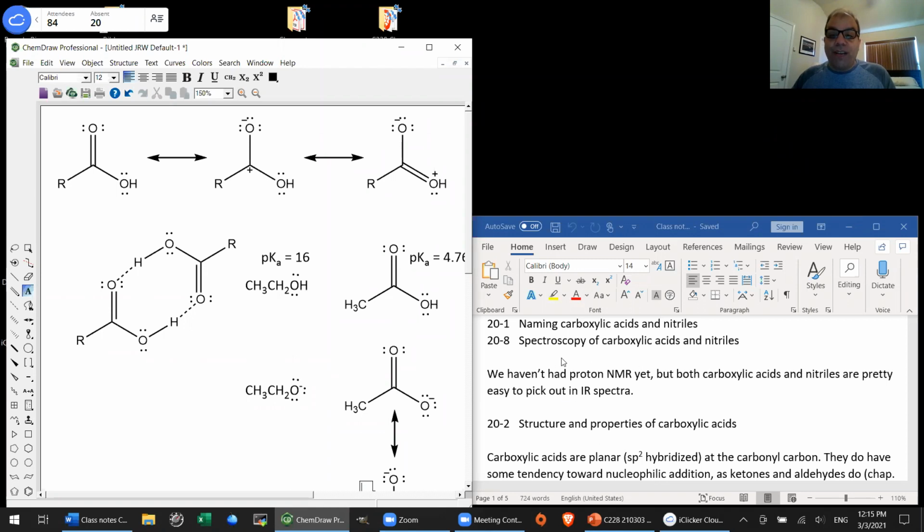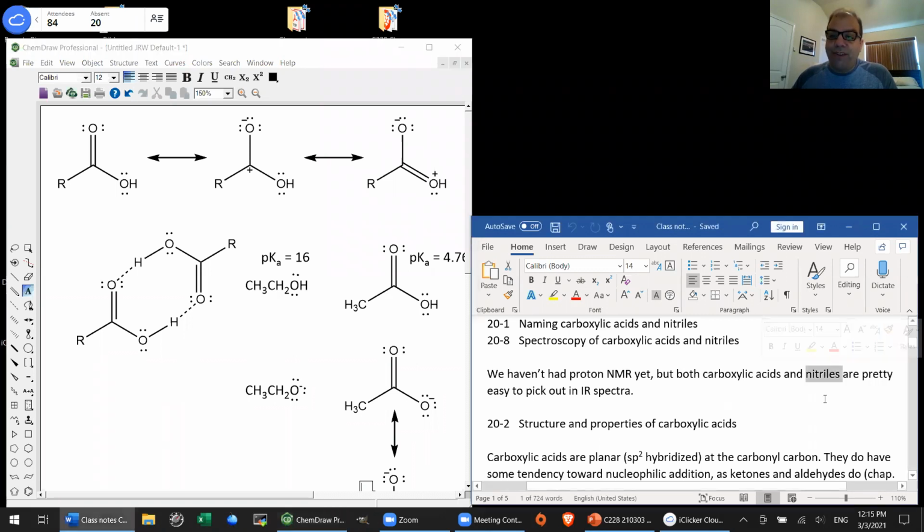Of course, when you get to the section on spectroscopy, we haven't covered proton NMR yet. We will later on, but we have covered carbon-13 NMR. And certainly carboxylic acids and nitriles stand out pretty clearly in an IR spectrum.